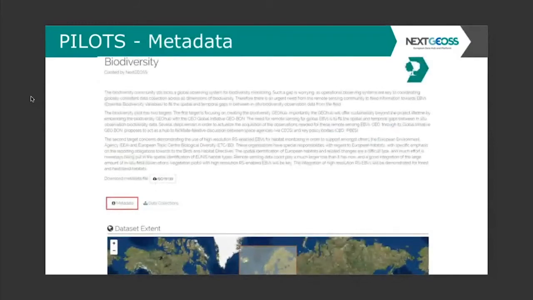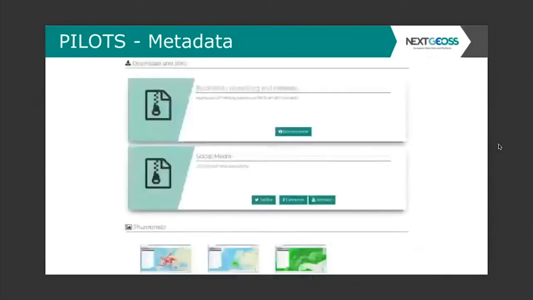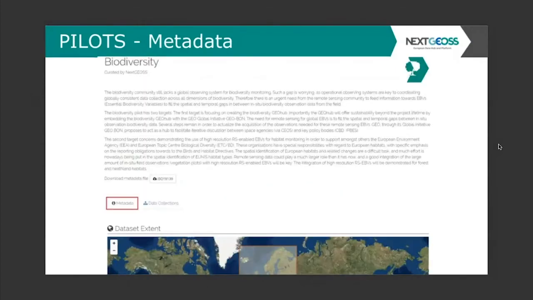We have a description of the pilot, a metadata file which can be downloaded by the client, and we have 2 sections here: the metadata tab and the data collections tab. Let's take a look at the metadata tab. The first part of the metadata tab displays a map and the area of interest for the particular pilot. Sorry that the picture is a bit cut here.